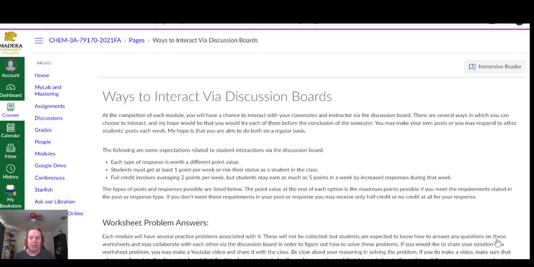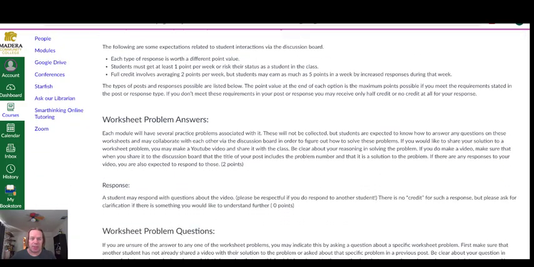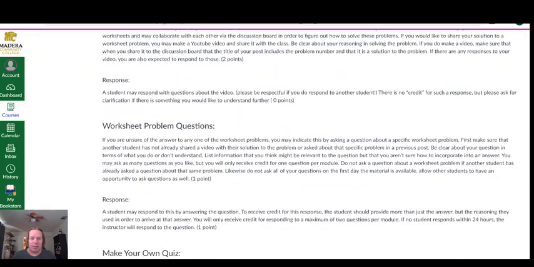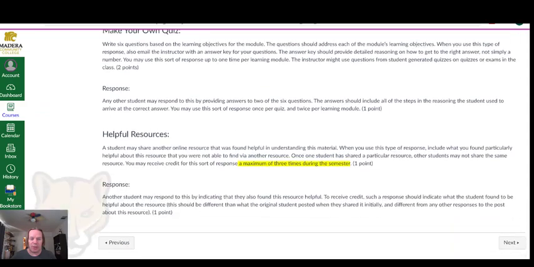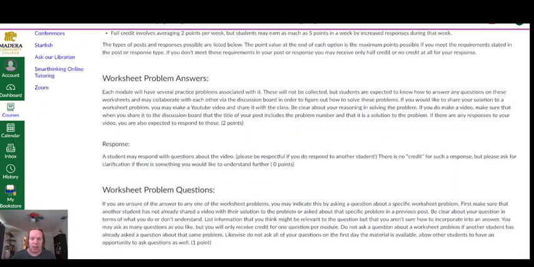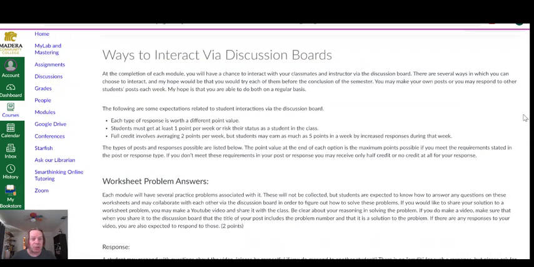Here we're looking at ways to interact via the discussion boards. There will be discussion boards each week that you should be participating in for each of the modules. That is part of your grade, and it's a way that I can tell if you're engaging in the material for the course. So I'm not going to read through all of the possibilities here, but essentially I want to give you lots of options, and you can get extra credit on this.